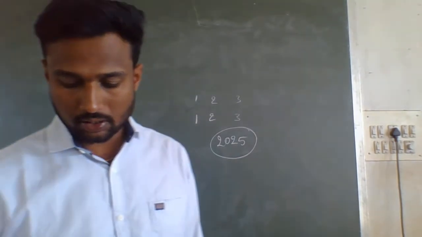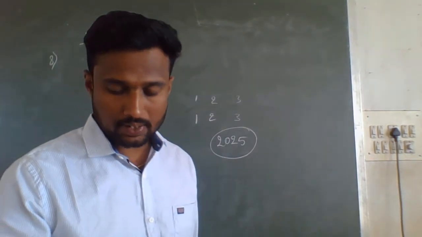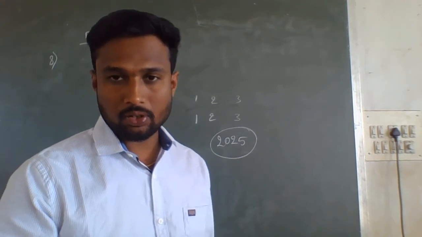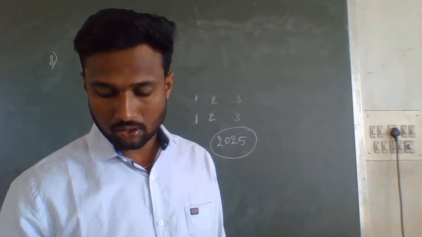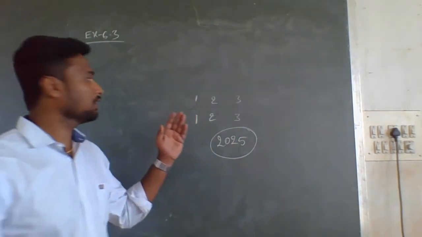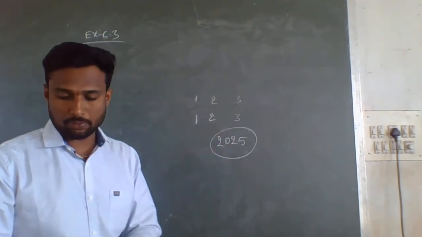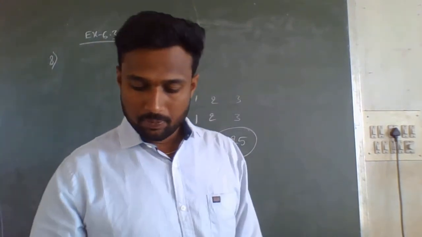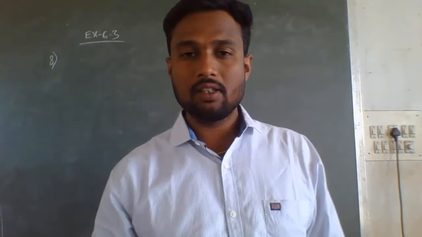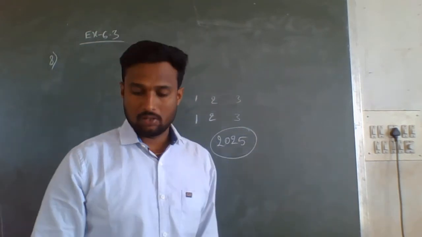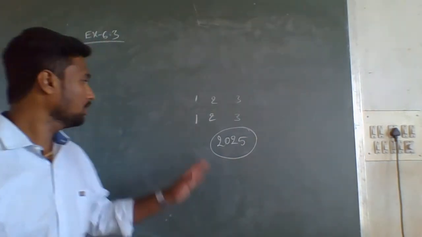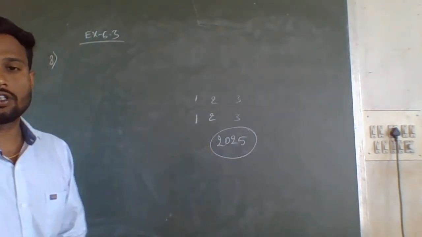For the second question, the number of plants in each row, you can directly write that the number of plants in each row equals the row number. If the row number is 1, there will be only one plant. If the row number is 2, there will be two plants. Because in the question they have given that each row contains as many plants as the number of rows. So now we have to find the number of rows to plant 2025 plants.